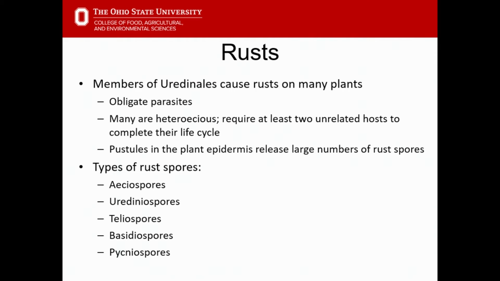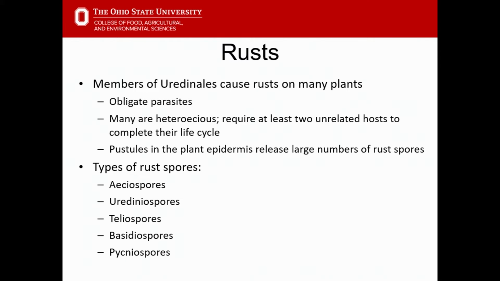The rusts are Basidiomycete fungi that attack a wide range of plant species, although most are host-specific. They are obligate parasites, and many are heteroecious, meaning at least 2 unrelated plant species are needed to complete their life cycle. Species that require only a single host are autoecious. Rusts get their name from the symptoms and signs of the urediniospore stage, in which reddish-colored spores are visible in pustules that erupt through the leaf epidermis.